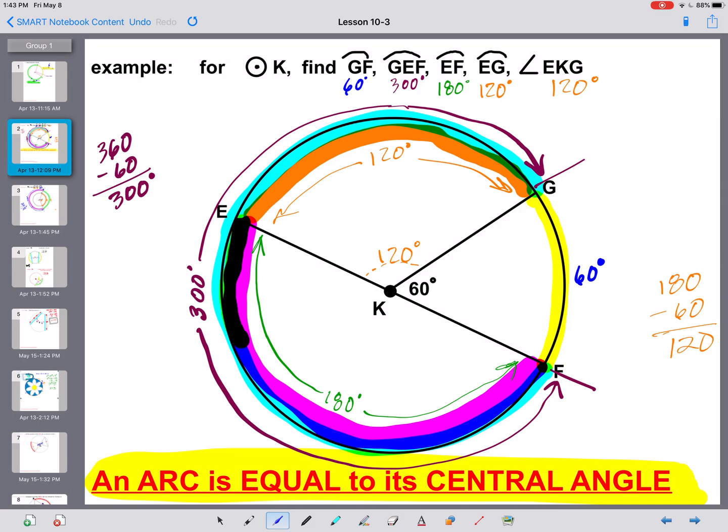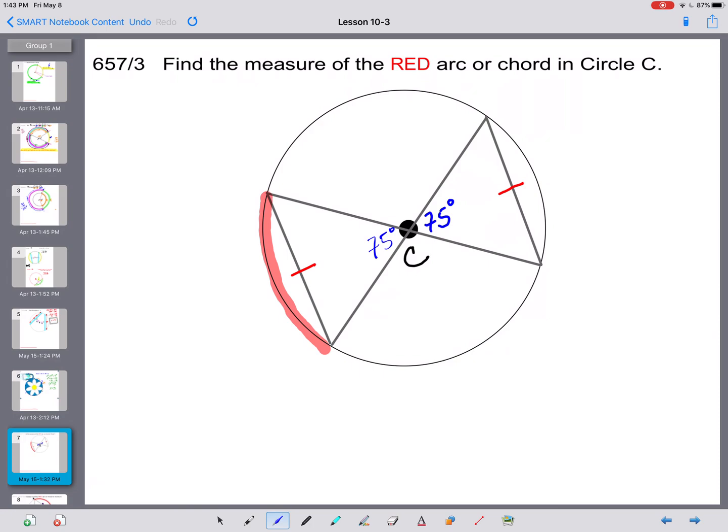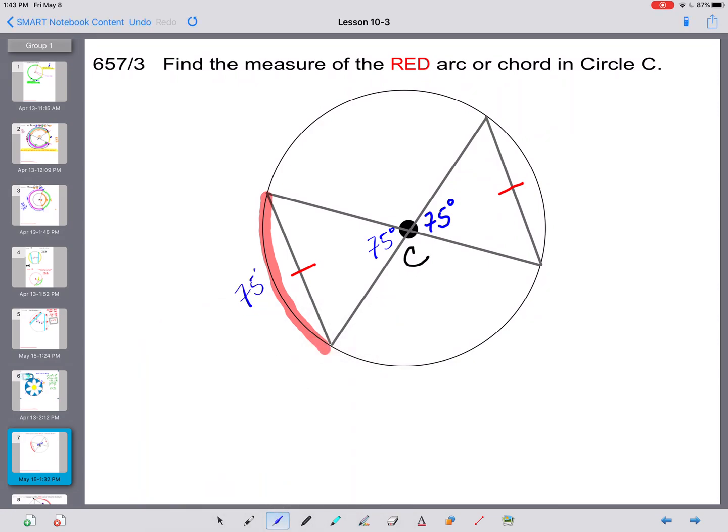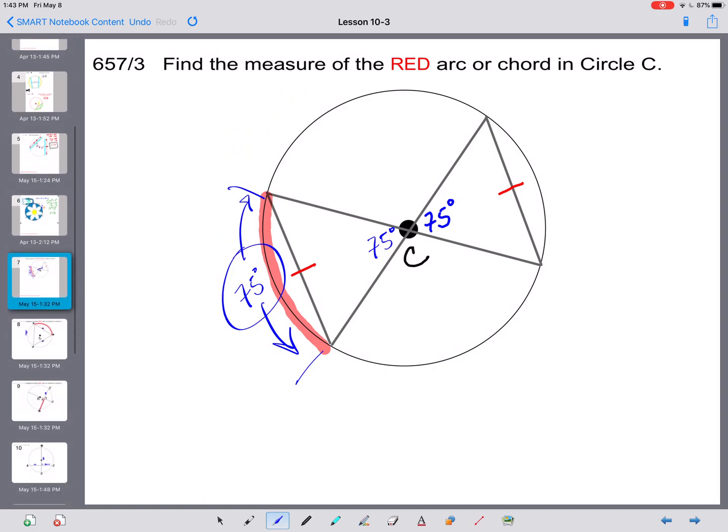An arc is equal to its central angle. So, boom, we got 75 degrees, from there to there. That's not a distance. It's the number of degrees of the arc. Boom, there's our answer on that one. Okay, let's keep on going here.